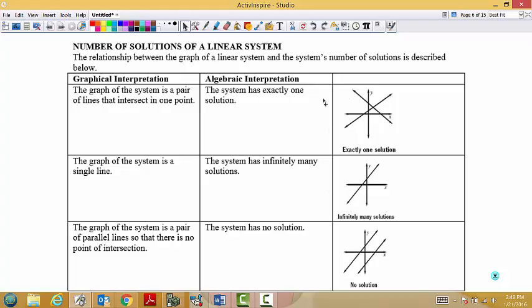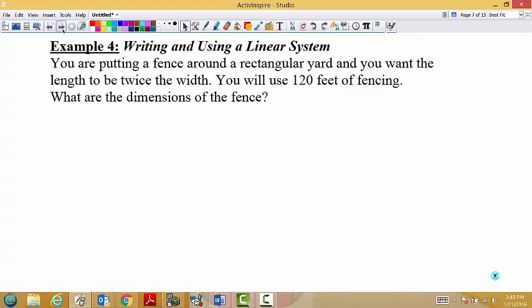And then this is just what we just said. This one has one solution. This has infinitely many solutions, and this has no solution.